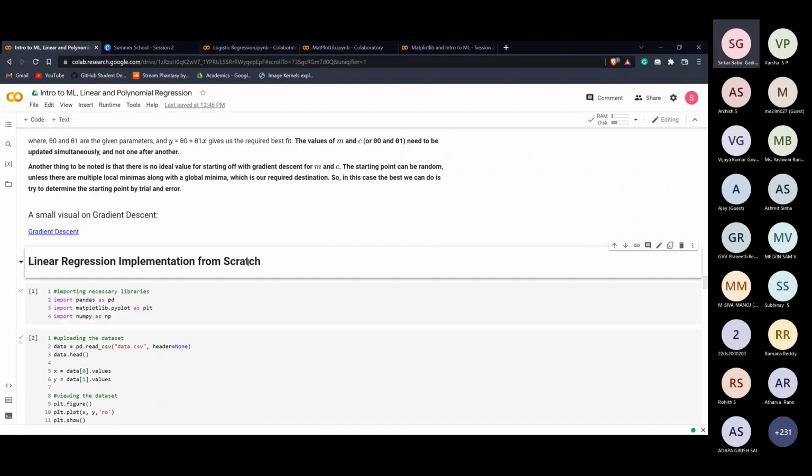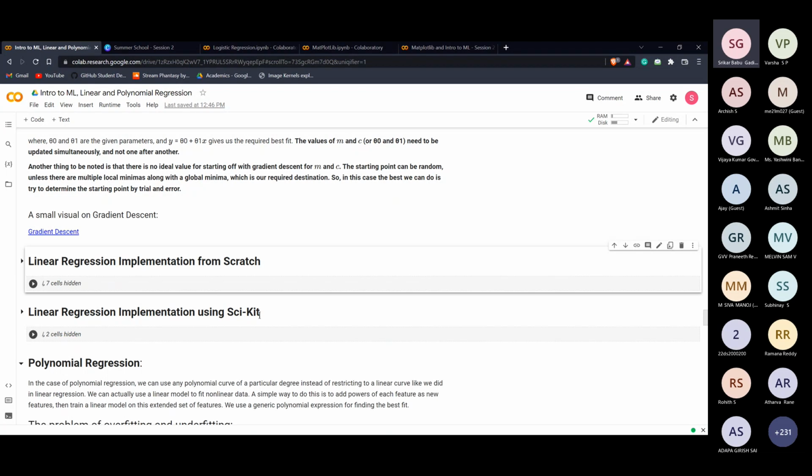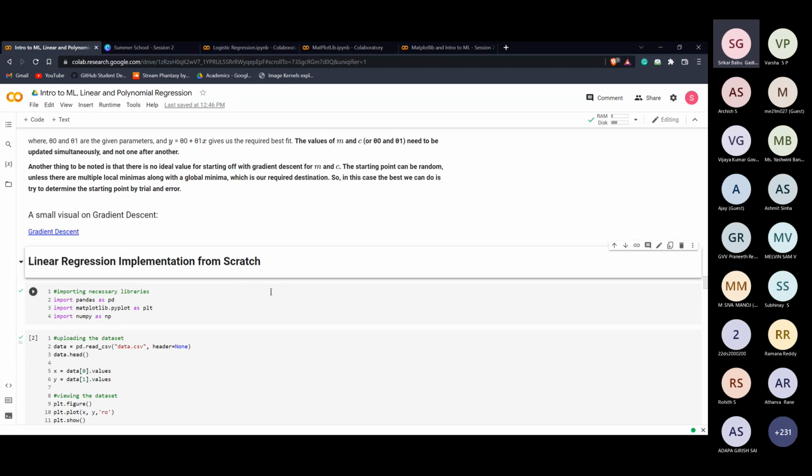Let's see. There are two implementations of linear regression. One is from scratch. That means you do the math, you do everything basically. One is using scikit. Scikit is the sklearn library, a Python library which makes your job easier. It has an inbuilt function which you call, and it'll do the job for you. But to understand the concept properly, we do linear regression implementation from scratch.